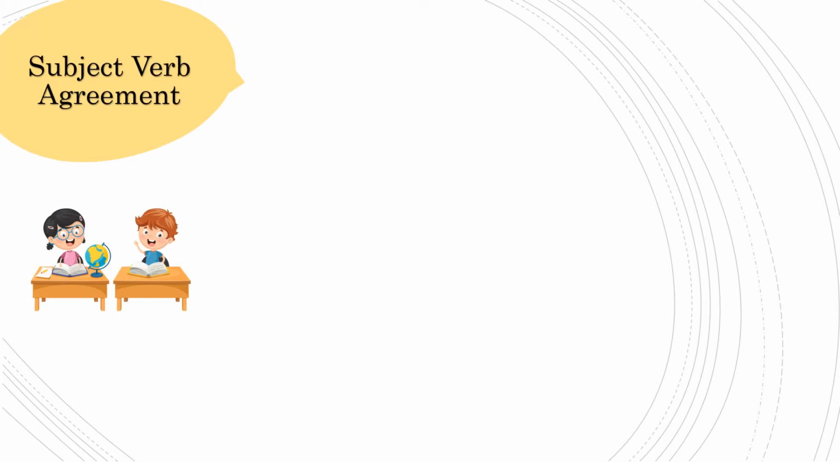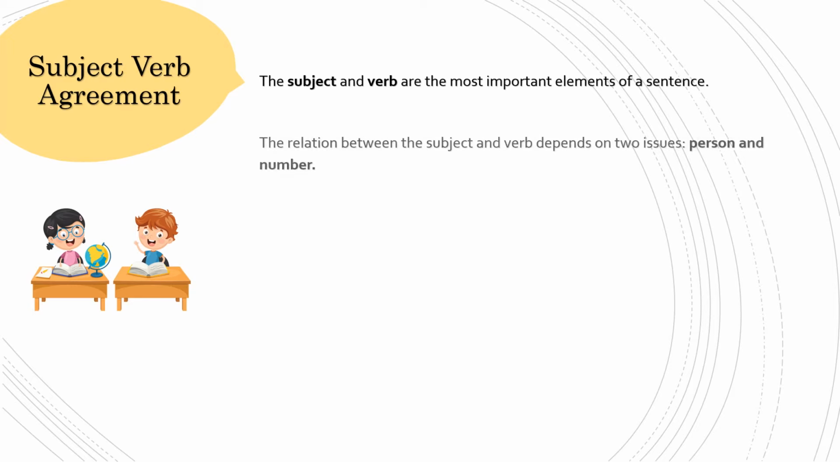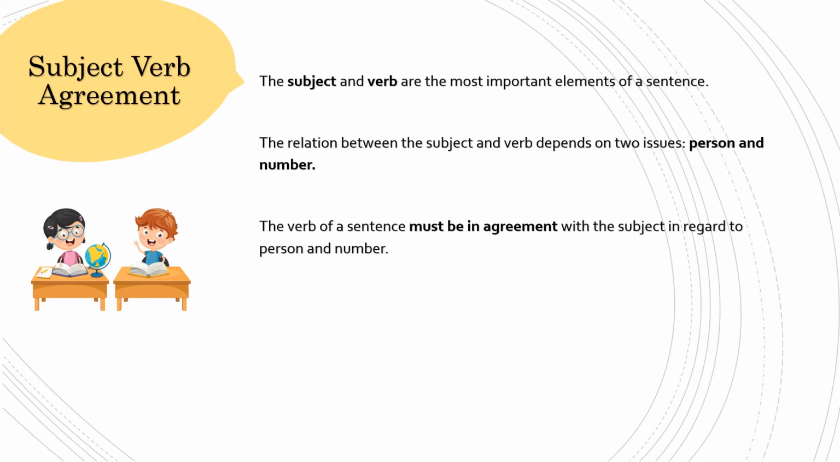Subject Verb Agreement. The subject and verb are the most important elements of a sentence. The relation between the subject and verb depends on two issues: person and number. The verb of a sentence must be in agreement with the subject in regard to person and number.